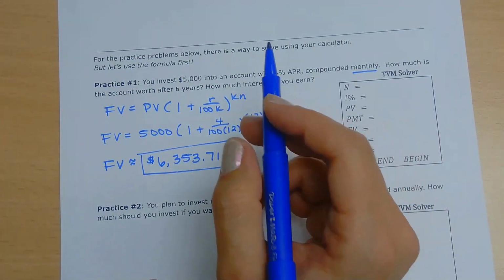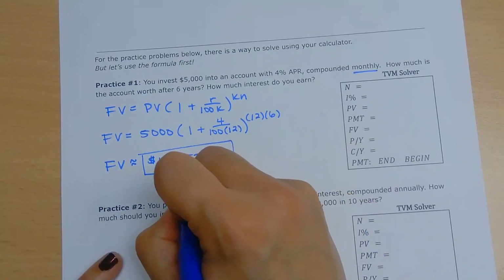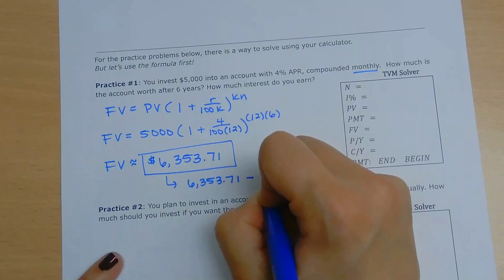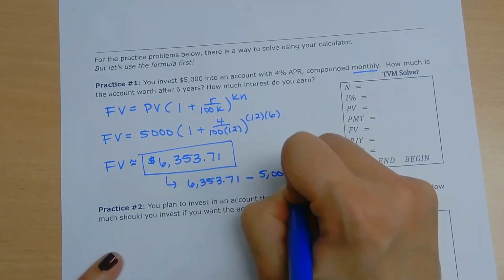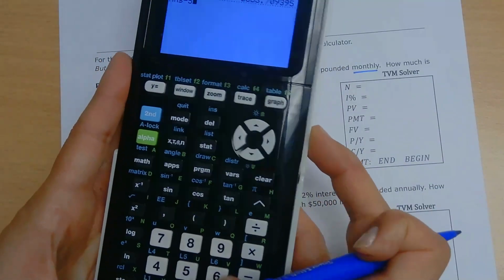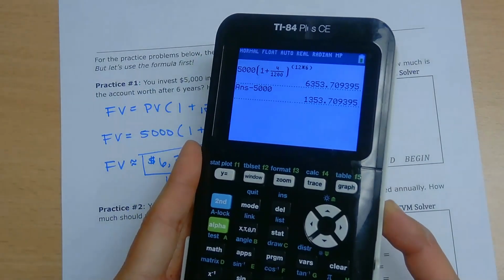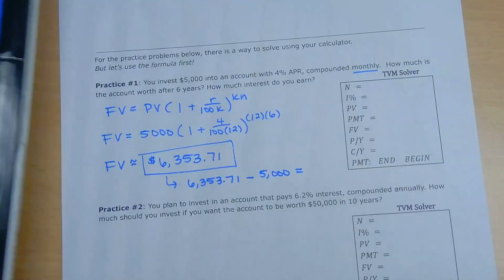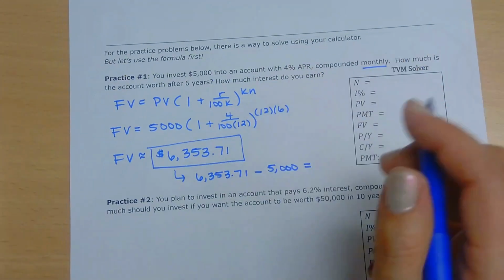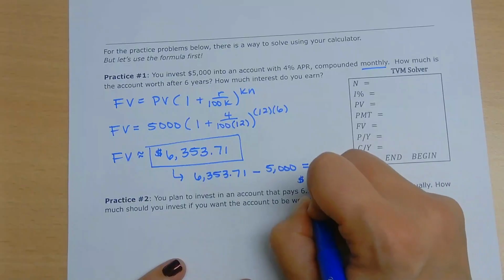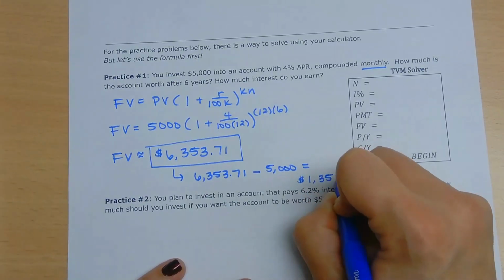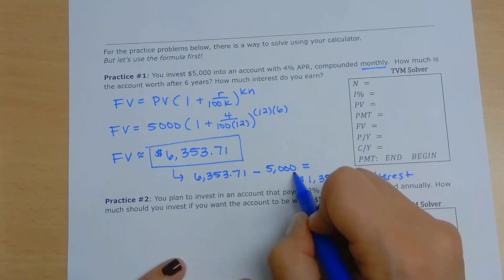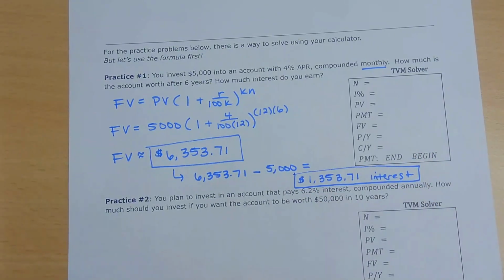Part 2, how much interest do you earn? If I then take that total amount and I subtract out the original investment, which was $5,000. Let me subtract out $5,000 on my calculator. That extra, in addition to the $5,000 I started with, is the interest amount. So the interest rate is 4%, but the interest amount is $1,353.71 of interest for part 2 of that problem.